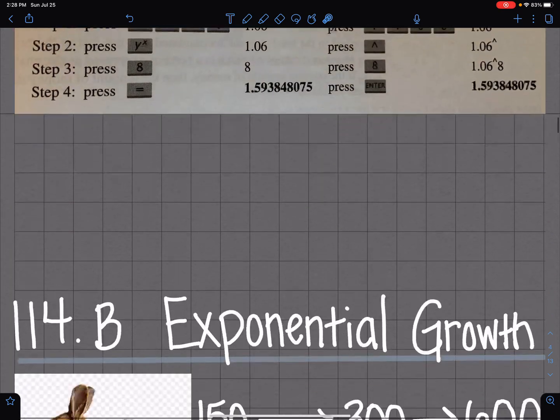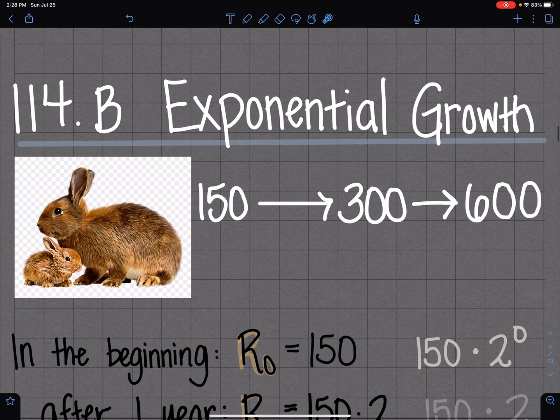Cool. All right. We are done with that section, and we're going to move on to exponential growth. And I think it's pretty funny that the first example of exponential growth talks about breeding rabbits, because they do have a lot of babies. Okay, so here's the problem. Jimmy had 150 rabbits. If the number of rabbits doubled every year, he would have 300 rabbits at the end of the first year.